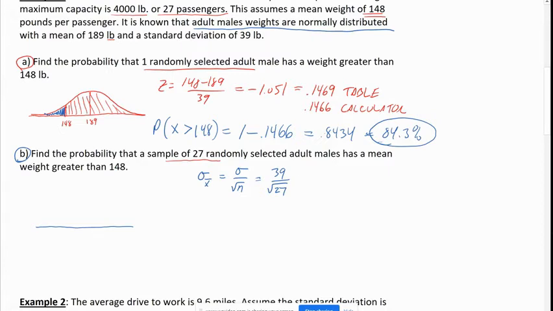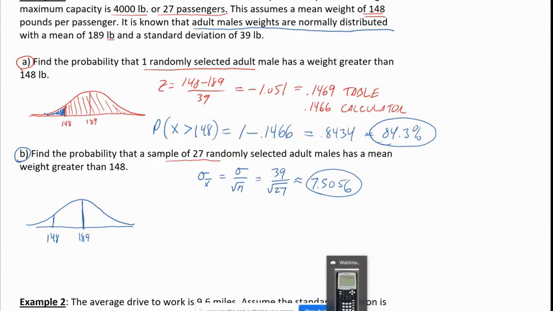So this is approximately 7.50 if you type that into your calculator. Okay, so we're going to use that now. What we're trying to figure out is similar to the drawing, 148, 189, but the difference is now we're using this as our sigma.